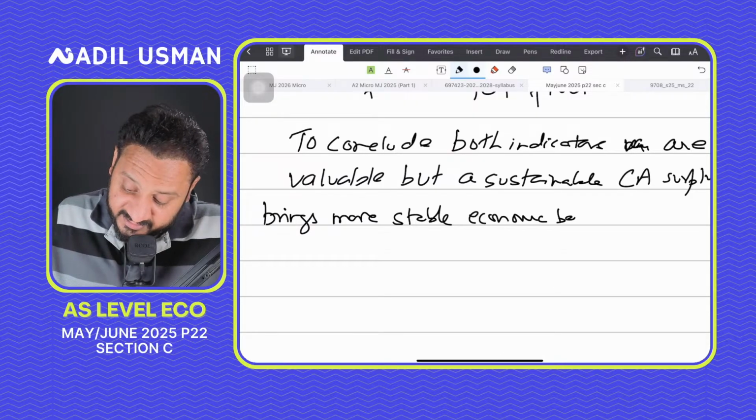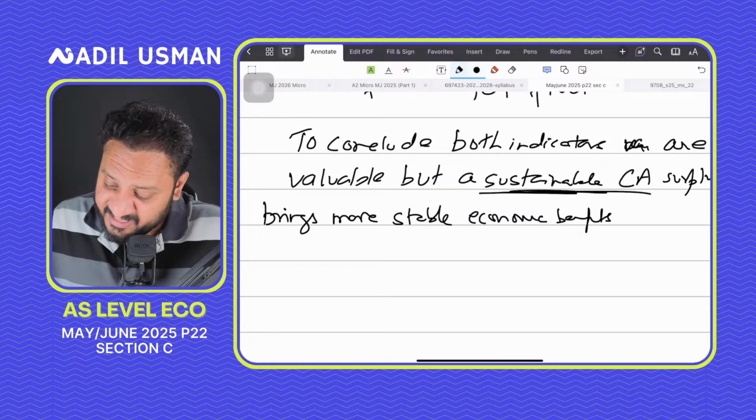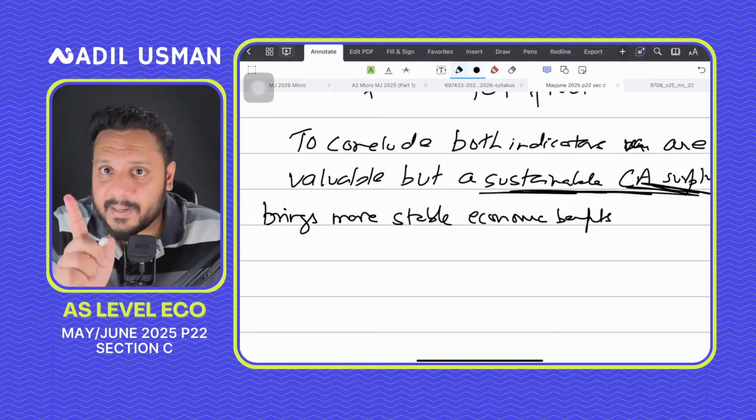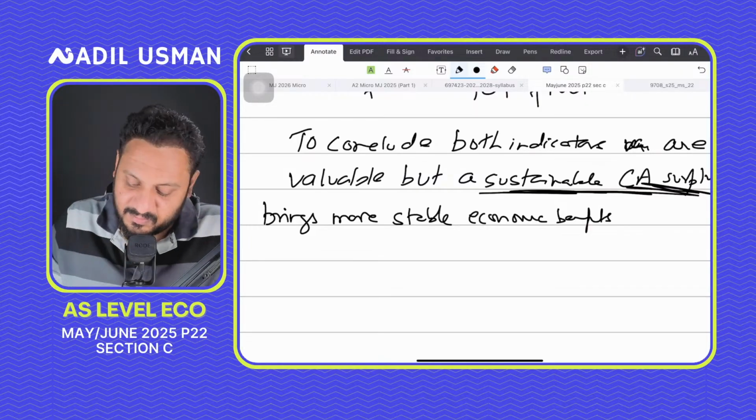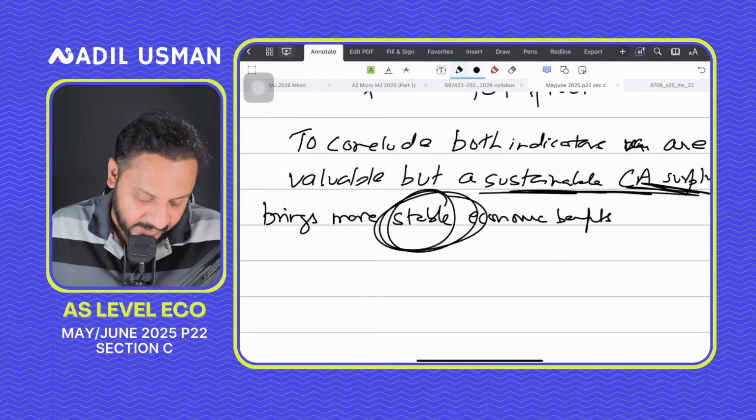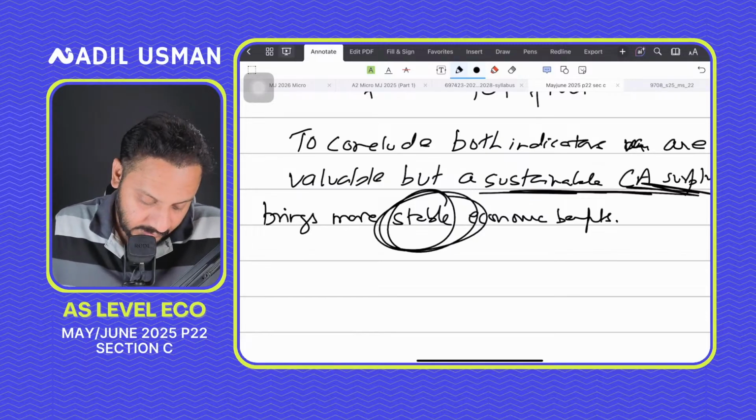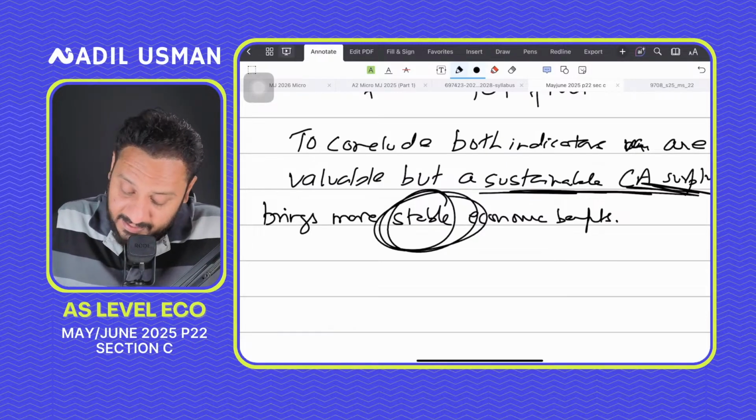economic benefits. This is a very important line. Sustainable current account surplus, not a temporary surplus. A sustainable current account surplus brings more stable economic benefits, okay?